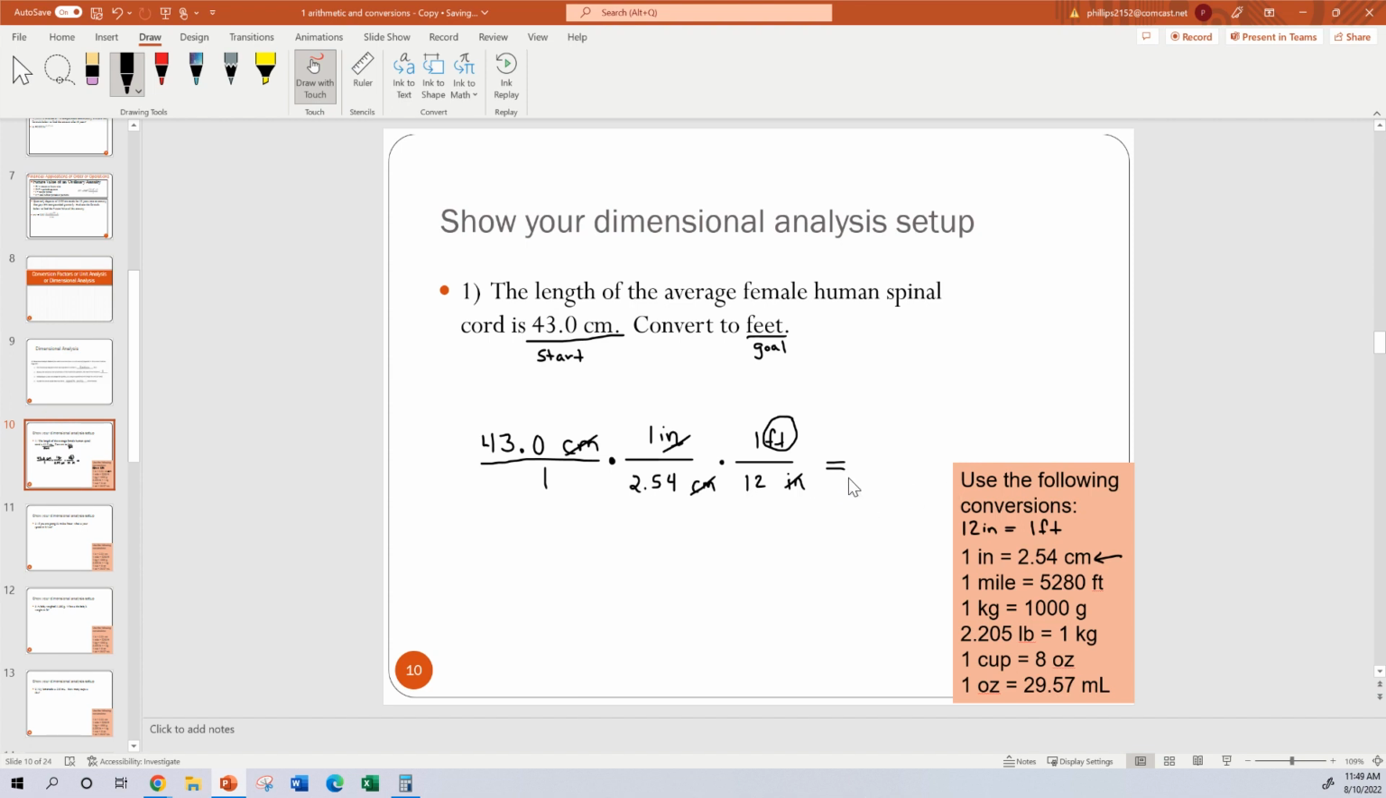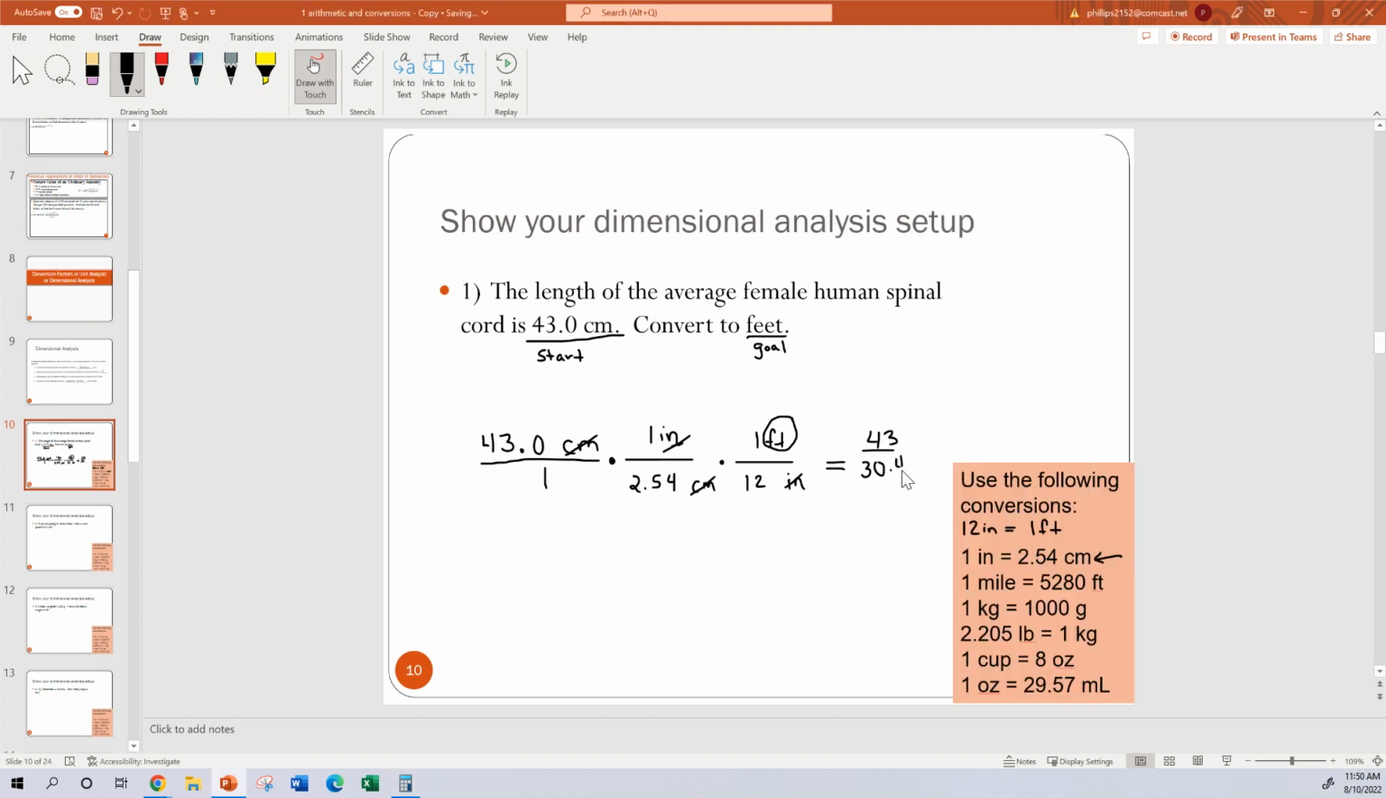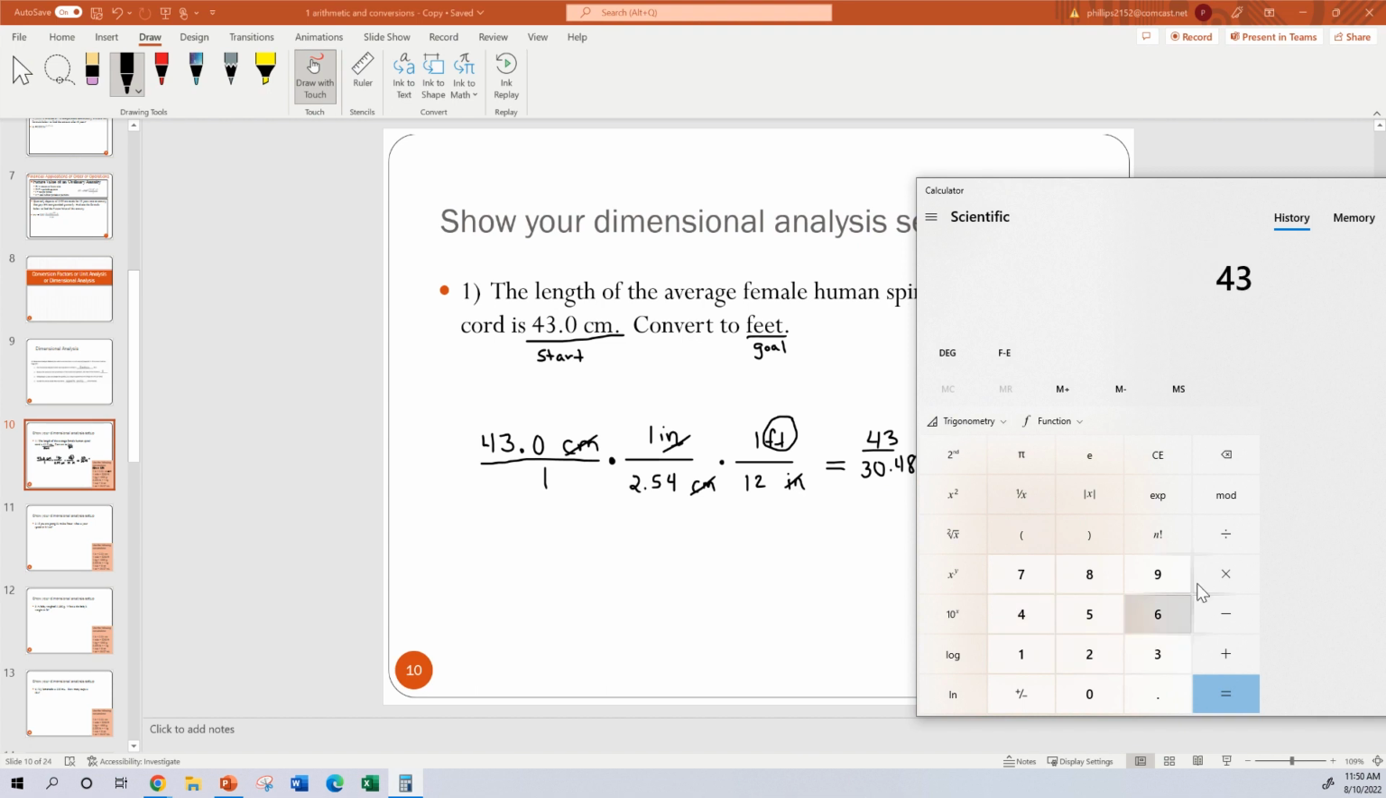Now, in order to do the math, it is required that I multiply straight across. So I'm multiplying across the top. 43 times 1, I can do that in my head. I have 43. Multiplying across the bottom, well, I don't do that in my head. So graphing calculator, 2.54 times 12 equals 30.48. Now, I've got to go one step further and actually divide them out. So again, on my calculator, 43 divided by 30.48 equals, here's a number.